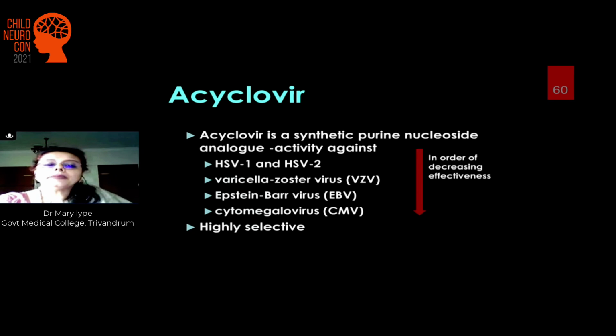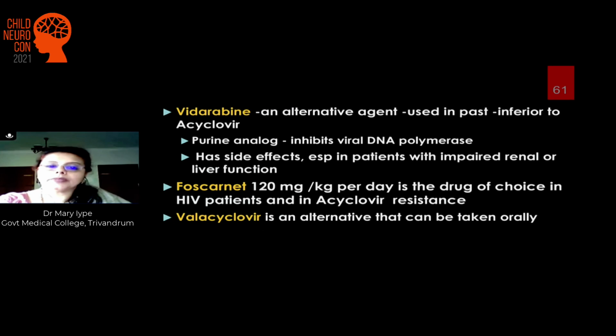Vidarabine is an alternative agent used in the past which is inferior to acyclovir. Foscarnet can be used at 120 mg per kilogram per day. It is a drug of choice in HIV patients with herpes simplex encephalitis and in acyclovir resistance. Valacyclovir is available in India. It's an alternative that can be taken orally.